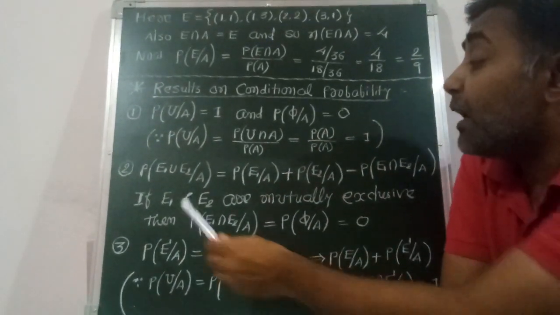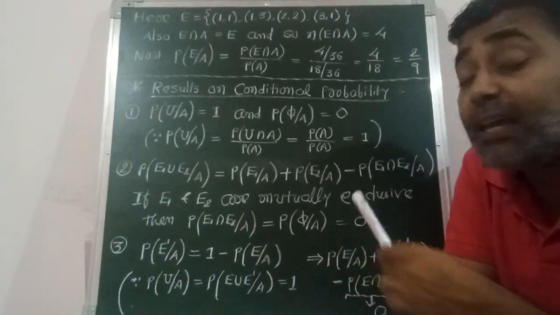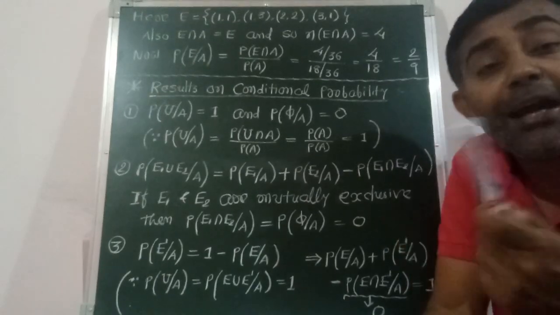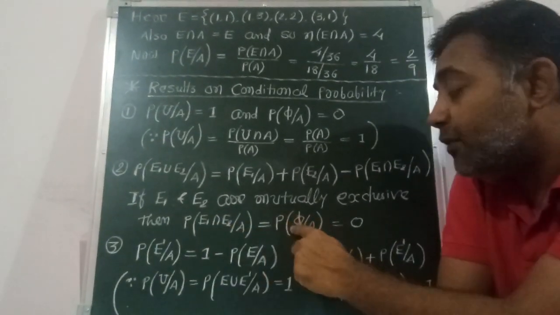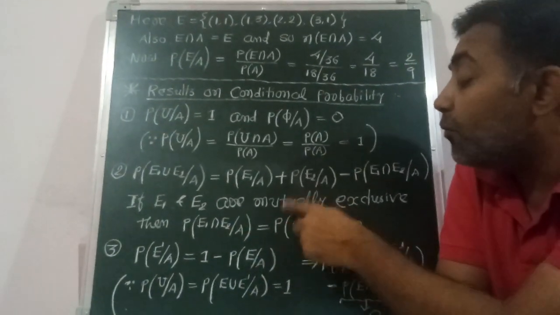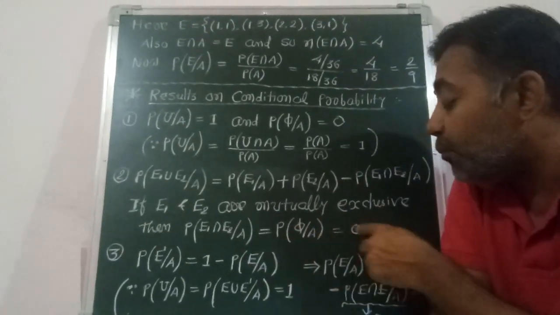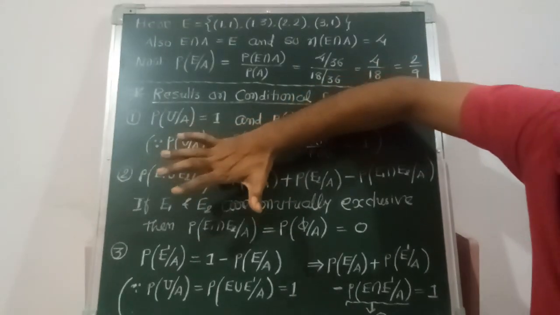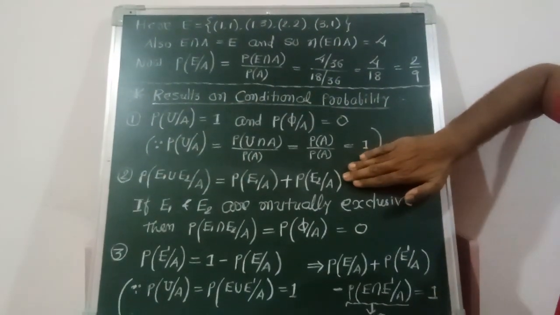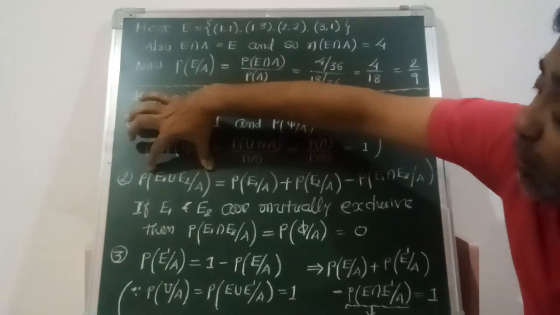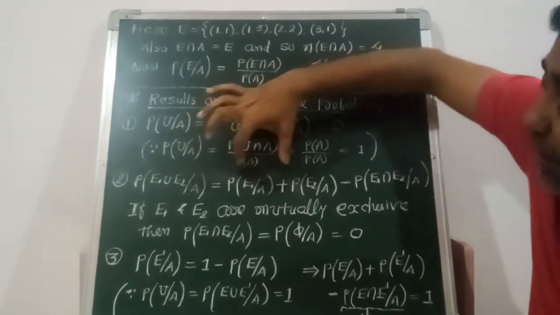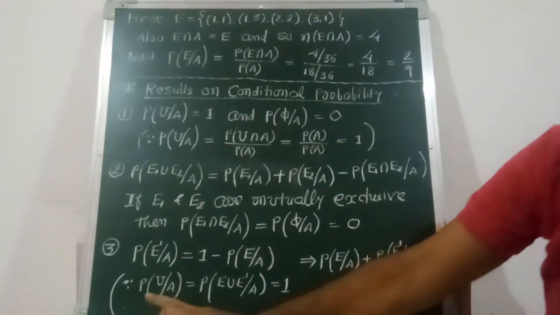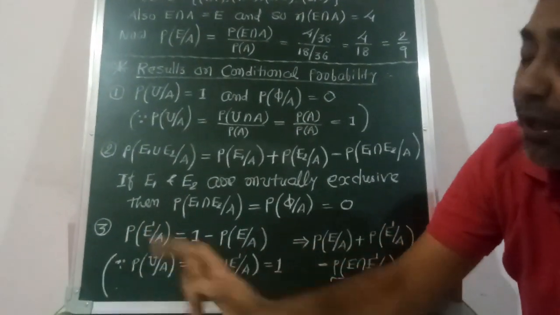Here we mentioned that if E1 and E2 are mutually exclusive, now we know the meaning of mutually exclusive events. That means that E1 intersection E2 is the null set. So probability of the null set means impossible event, whose probability is 0. And so in that case, if E1 and E2 are mutually exclusive, then our formula is: probability of E1 union E2 where A is probability of E1 where A plus probability of E2 where A. This last term will be 0.